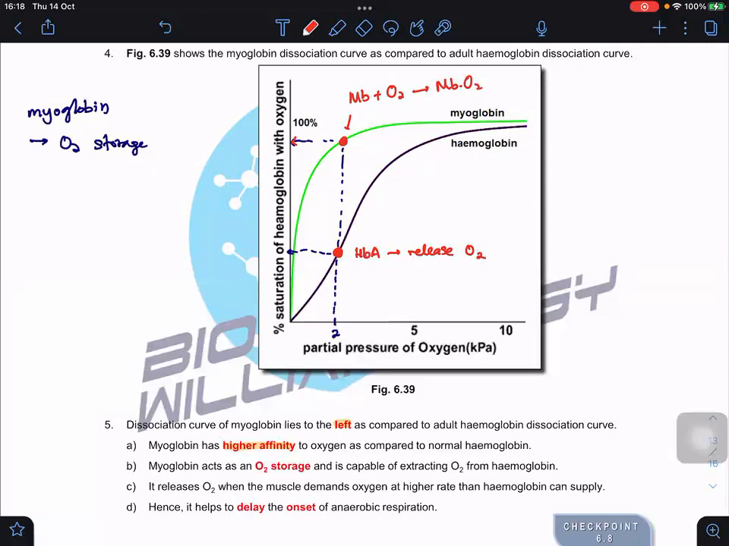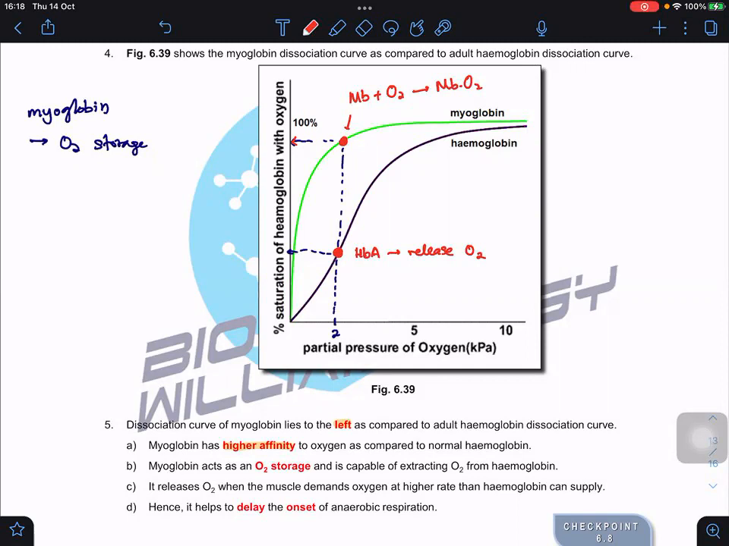At partial pressure equal to 2, basically this is the partial pressure of O2 in the muscle cells. You can see that adult hemoglobin releases O2 at this moment because the percentage saturation is lower. But not all of the released O2 will be used for aerobic respiration. Some of this O2 will combine with myoglobin to form oxymyoglobin. So when will oxymyoglobin release the O2? When the supply is not enough.